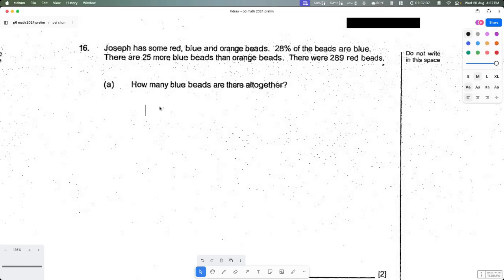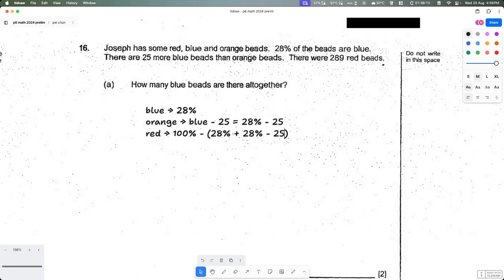Okay, so let's write this down. Blue is equal to 28%. Then orange. Since it says there are 25 more blue beads than orange beads, it's basically blue minus 25, which is equal to 28 percent minus 25. Okay, so what about red? So red is basically 100% minus, right, bracket, 28% plus 28% minus 25. So in this case, let me just make this into a new line.